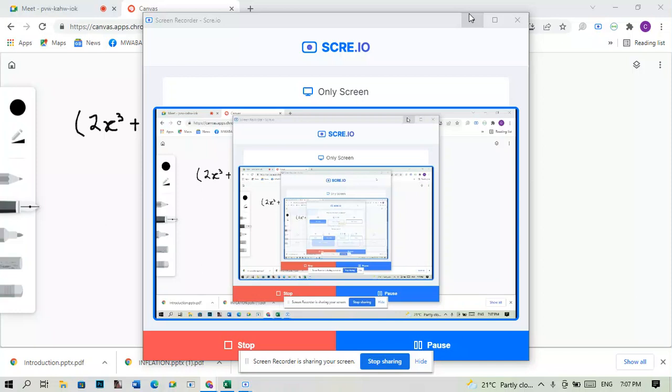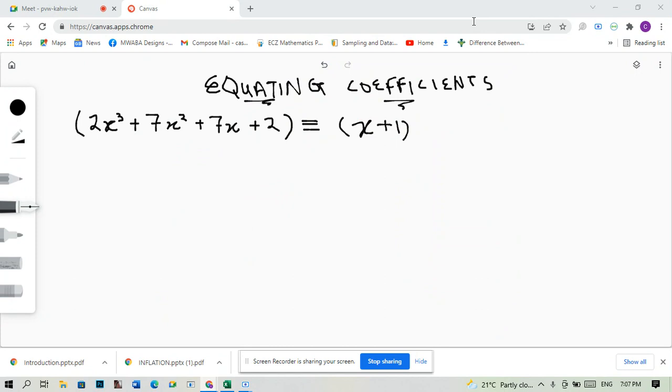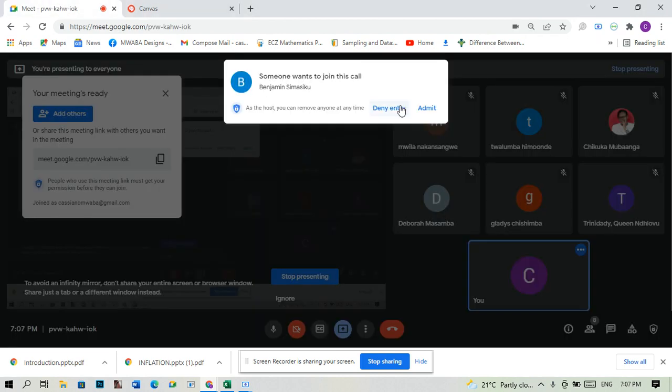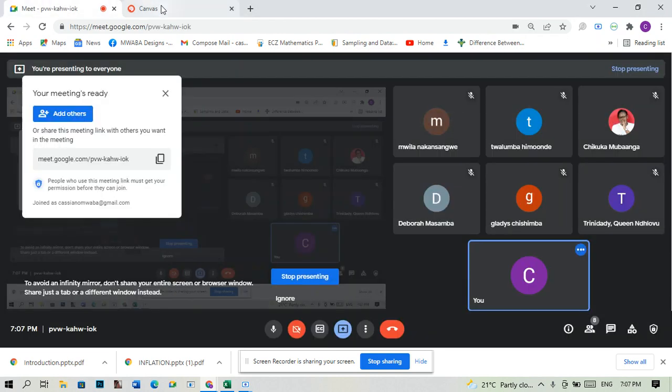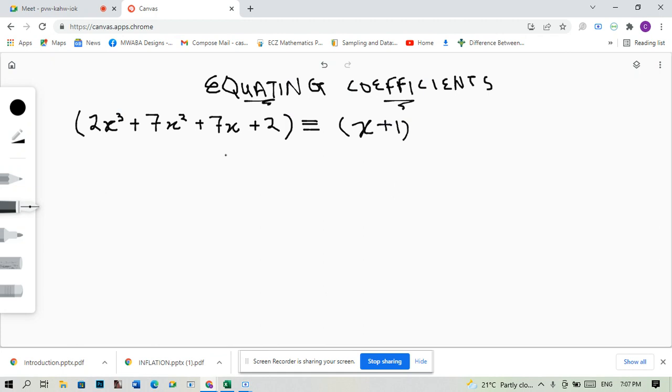All right, we're looking at equating coefficients. This is the alternative to long division or synthetic division. Okay, so we have a polynomial here with 4 terms: 2x cubed plus 7x squared plus 7x plus 2. And we have a binomial here with 2 terms, right?